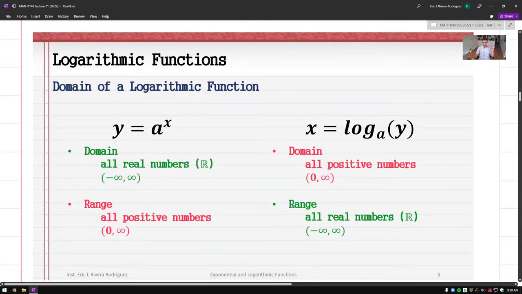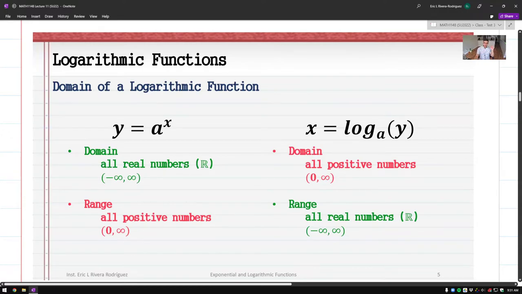Okay, so remember that they are inverse to each other. The exponential function and the logarithmic function are inverse operations. So when we are working with the inverse, if we have a coordinate x, y, when we do the inverse of that coordinate, we are going to have y, x. So the input and the output are interchanged.